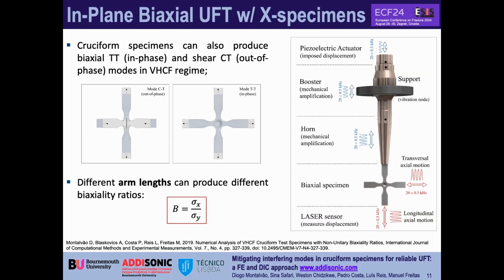We are going to call here the TT mode when all the arms are stretching, and when we have shear in the out-of-phase mode, as you can see here, these two arms are stretching, these two are shrinking, and we obtain the CT mode, we have shear. Let me also underline this: with different arm lengths, we can produce different biaxiality ratios.